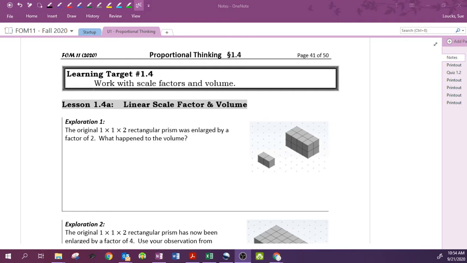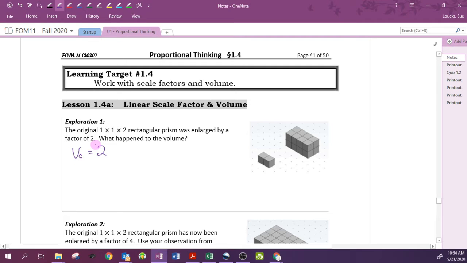So we're going back to our original 1 by 1 by 2 rectangular prism, and we're enlarging it by a factor of 2. So again, the length is twice as much, the width is twice as much, and the height is twice as much. And the volume of the original is 2. We can see that just by counting.